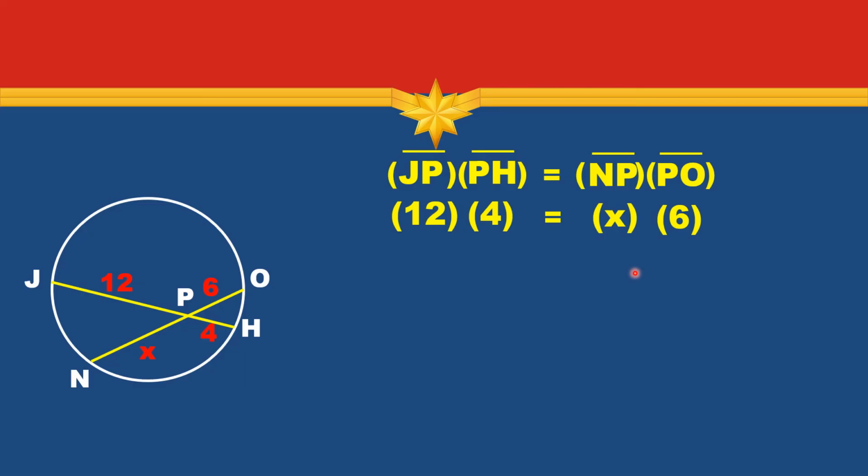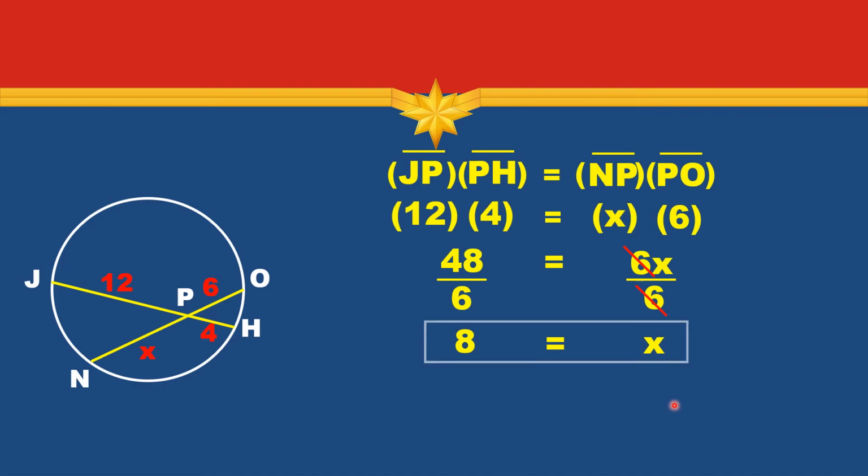Okay, solving for X, we have 12 times 4 equals 48 equals X times 6 is 6X. So again, by division property of equality, divide both sides by 6. Cancel na yung ating 6. So we have X is equal to 48 divided by 6 is 8. Okay, so yun.